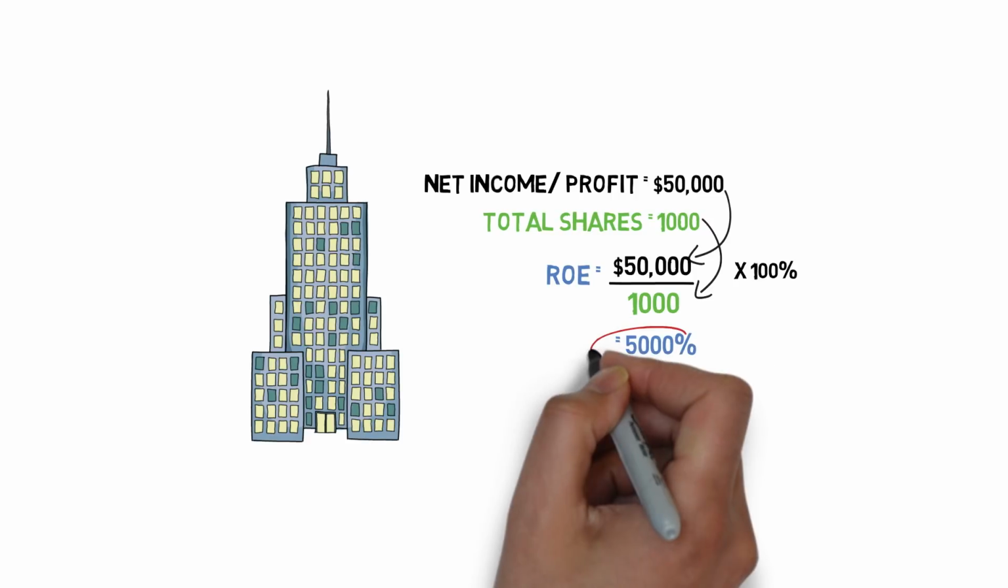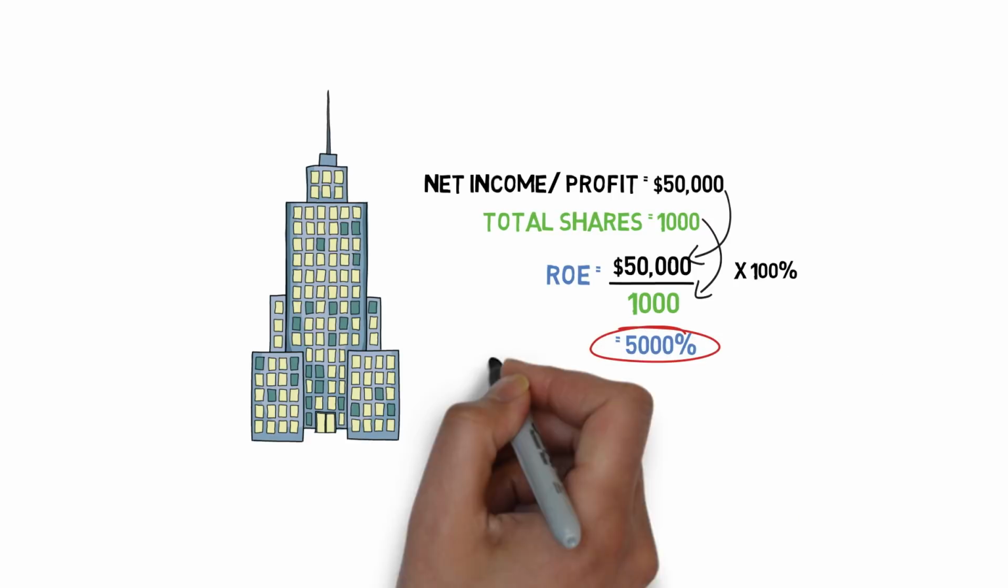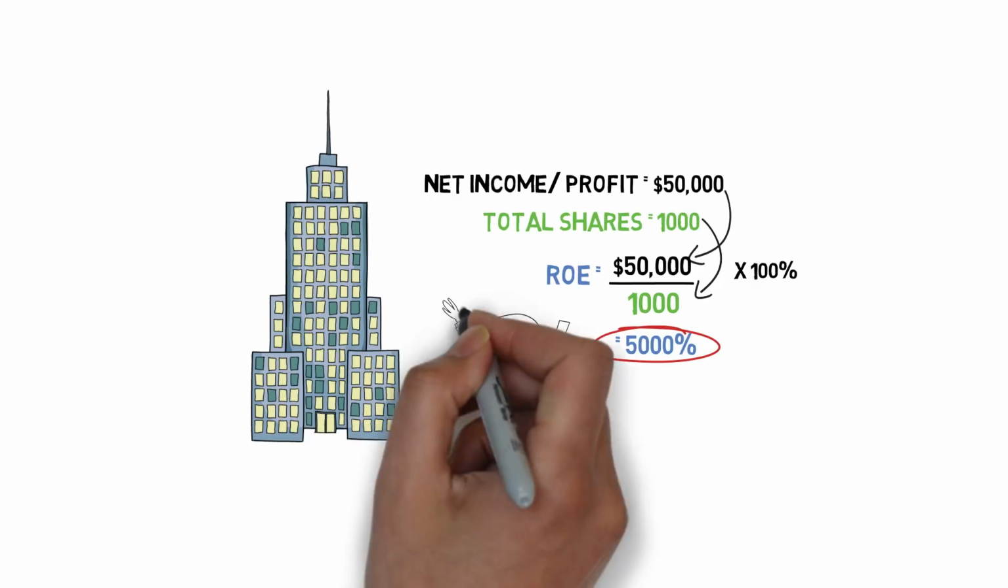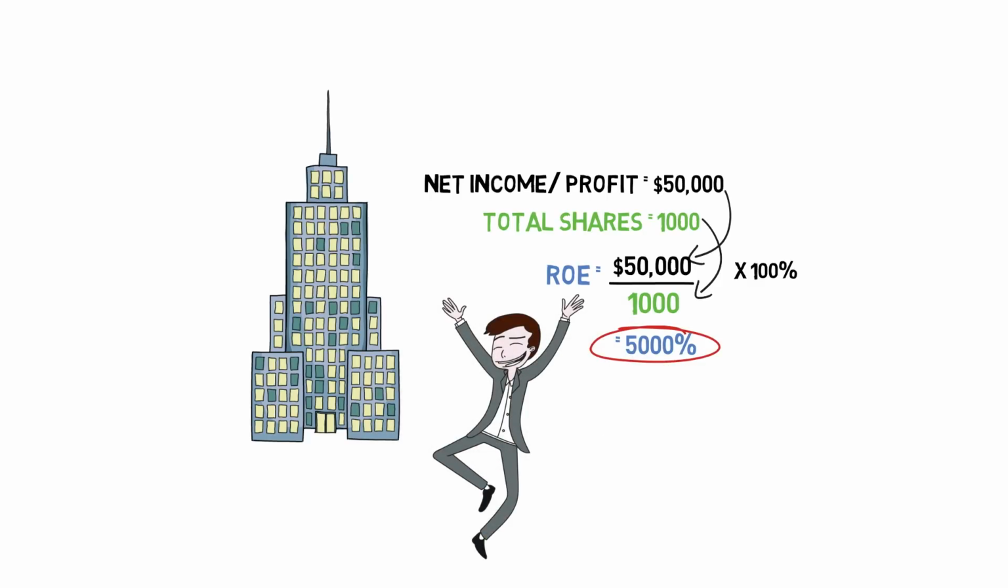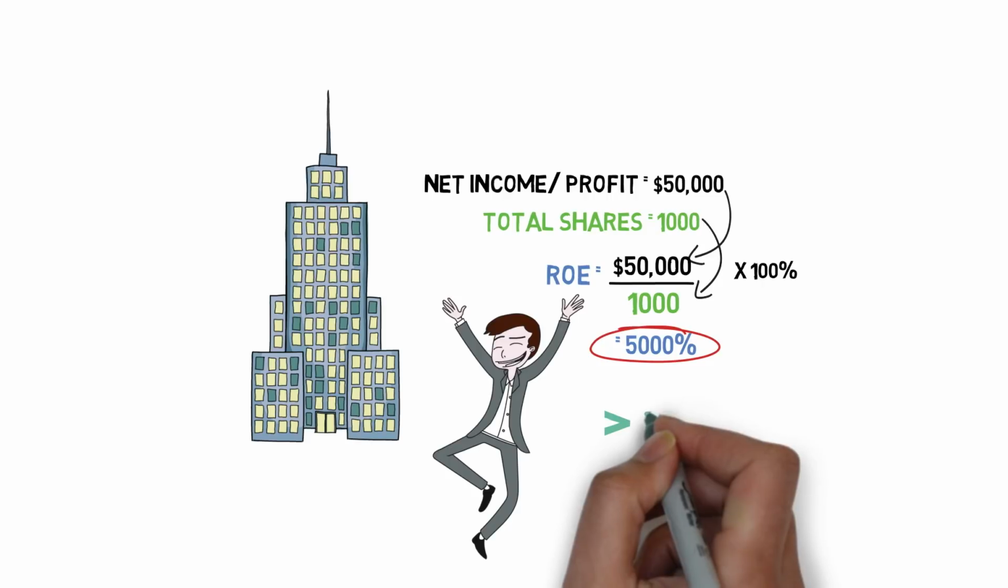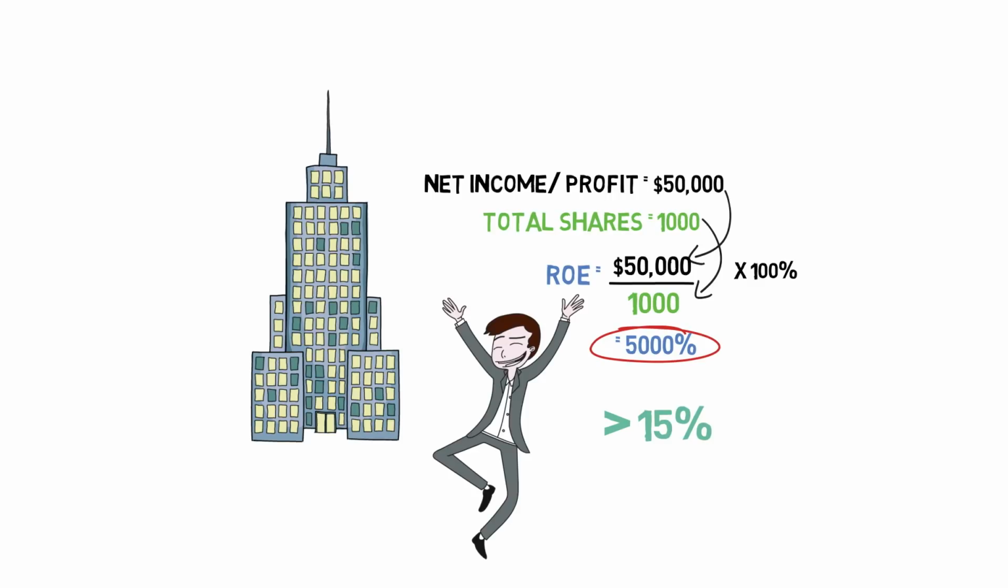Now, 5,000% ROE is very unrealistic. We just took the numbers as an example. A higher ROE means the company is performing well. Usually, investors will aim for ROE greater than 15%.